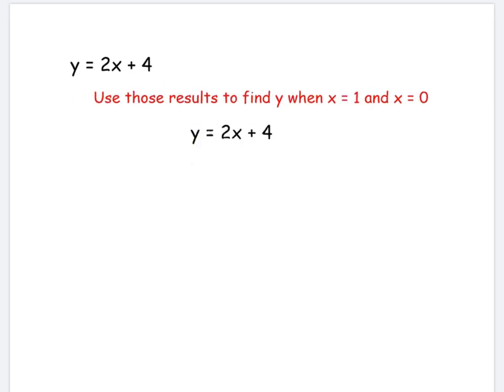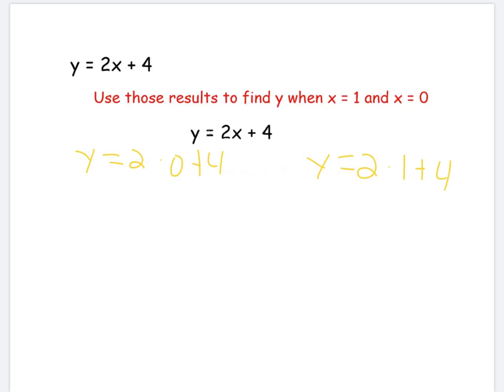Sometimes you might see that taken a step further, where it says, okay, so now you have y as a function of x, or you solved for y, isolated by itself. You then have to use those results to find y when x is 1 and x is 0. So that means I can then take my equation that I just came up with, y equals 2x plus 4, and substitute in the values of x to come out with the values of y. So I would have y equals 2 times 0 plus 4, and y equals 2 times 1 plus 4.